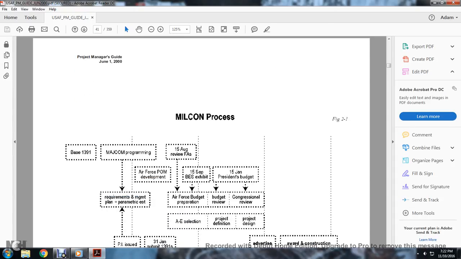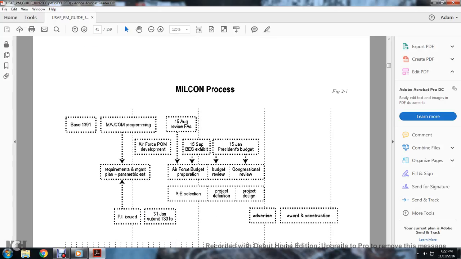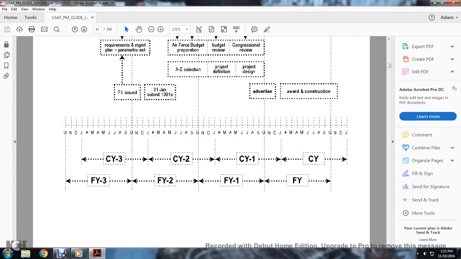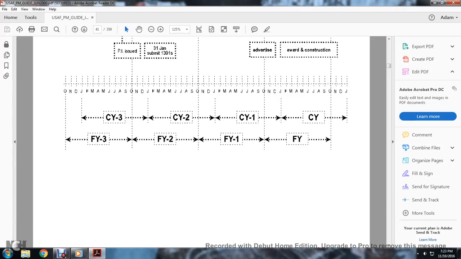MILCOM process, base 1391 and Major Command program with requirements management, planning, parametric tests, etc. Then the project is issued and submitted with the 1391 through the Air Force program POM. The 1391 goes to FAA and into the Air Force budget preparation, then the budget exhibit, the President's budget review, and the Congressional review. The A&E selection, project definition, and design are on that marker, with advertising and award of construction. This shows the current year and the fiscal years 2003, 2002, and 2001.